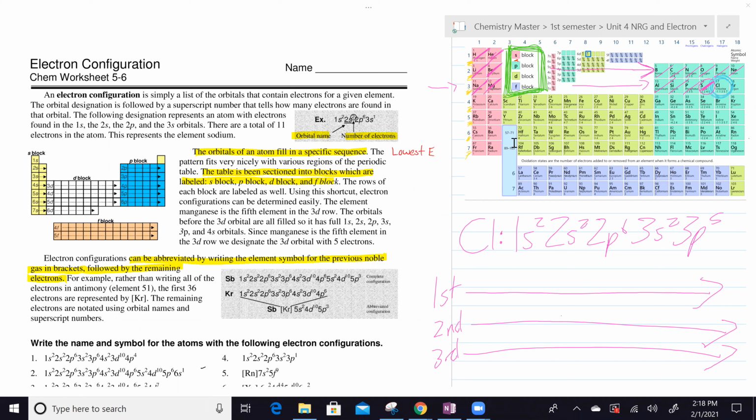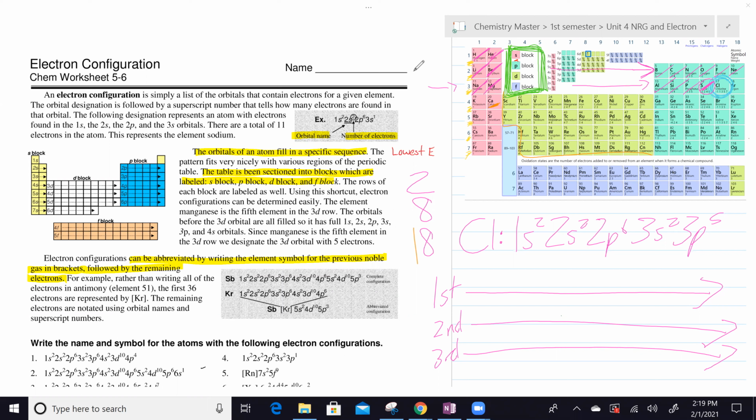Remember how you guys told me the first ring can hold 2, the second ring can hold 8, the third ring can hold 8? I lied. Okay. The first ring can hold 2, and the second ring can hold 8, but the third ring can actually hold 18. So this is what happens. Remember, I used to say, oh, we'll never go past calcium. That's because these guys down here, D block, they drop a level.